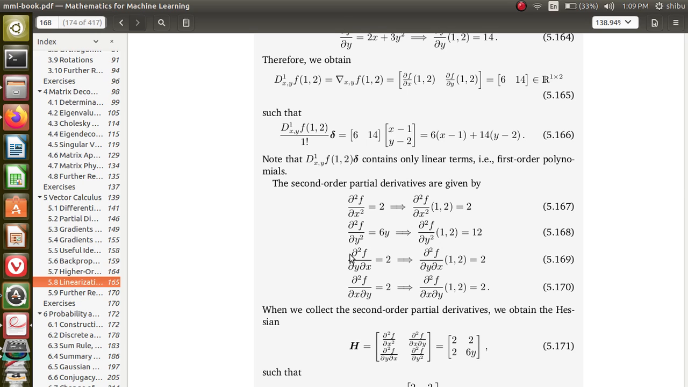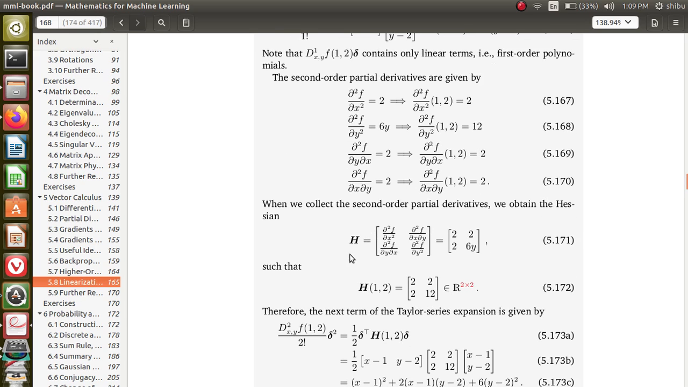And when we collect the second order partial derivatives, we obtain the Hessian. H is equal to del squared f by del x squared, del squared f by del x del y, del squared f by del y del x, and del squared f by del y squared, which is 2, 2, 2 and 6y. Okay, this is a symmetric matrix such that H of 1, 2 is equal to 2, 2, 2, 12, which is an element of R raised to 2 by 2.